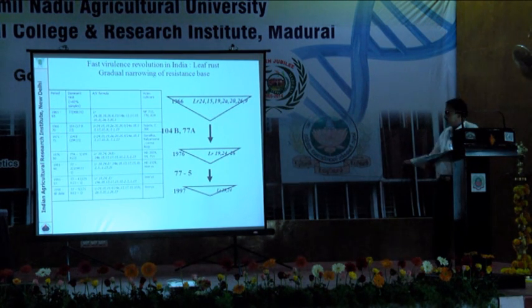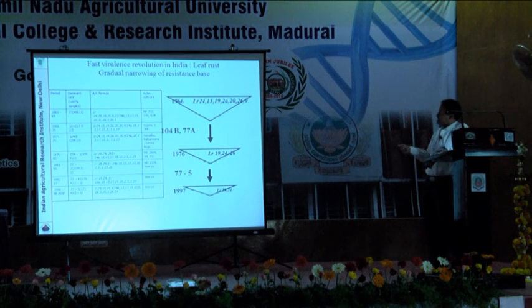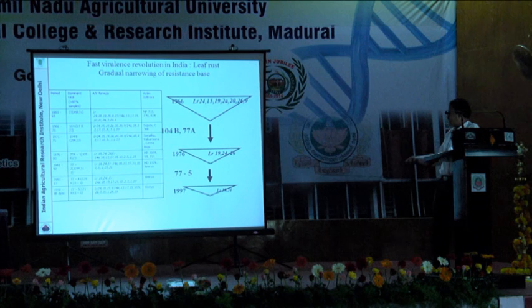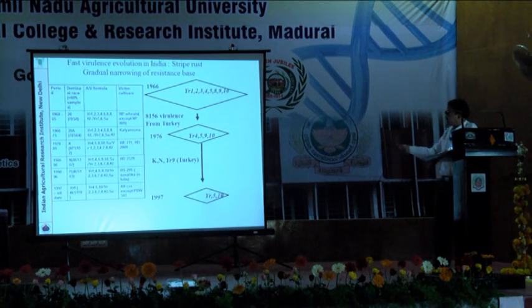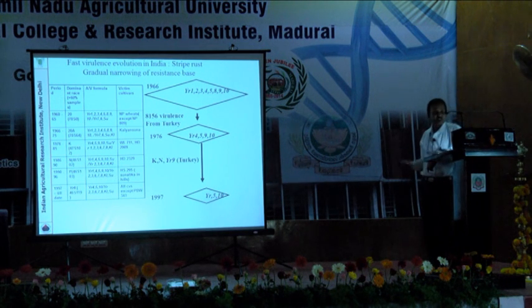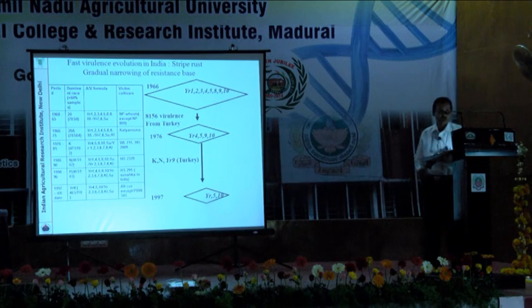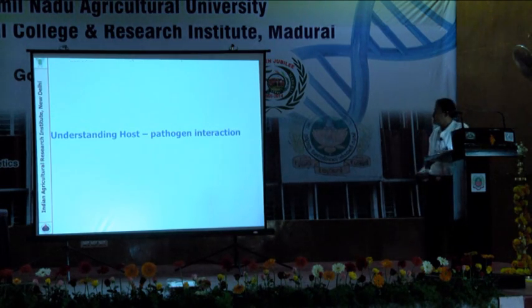Then over the period, you can see the gradual narrowing of the resistant sources. So now we are left with few genes which are very effective. We have to take care in the future that we mine for newer genes so that we can have effective deployment. This is the situation for yellow rust. Only 2 genes are effective as of now, YR5 and YR10, and of course now we have YR15 as well.